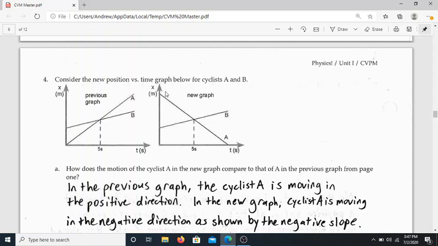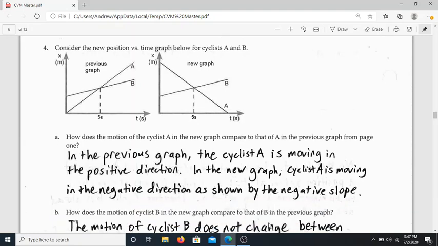The other thing we can notice is that cyclist A is moving with a constant velocity in the positive direction. You'll notice because it has a positive slope. I'm going to start calling it a constant positive velocity. So if you start hearing me say something like that, I'm incorporating the direction as well. Cyclist A in the new graph, however, is now moving with a constant velocity, but in the negative direction. So this is going to be the other difference. So the two differences: the starting position is different for cyclist A in the new graph, and cyclist A is now moving with a constant negative velocity in the new graph. All right, and that's what we can see in this answer right here.